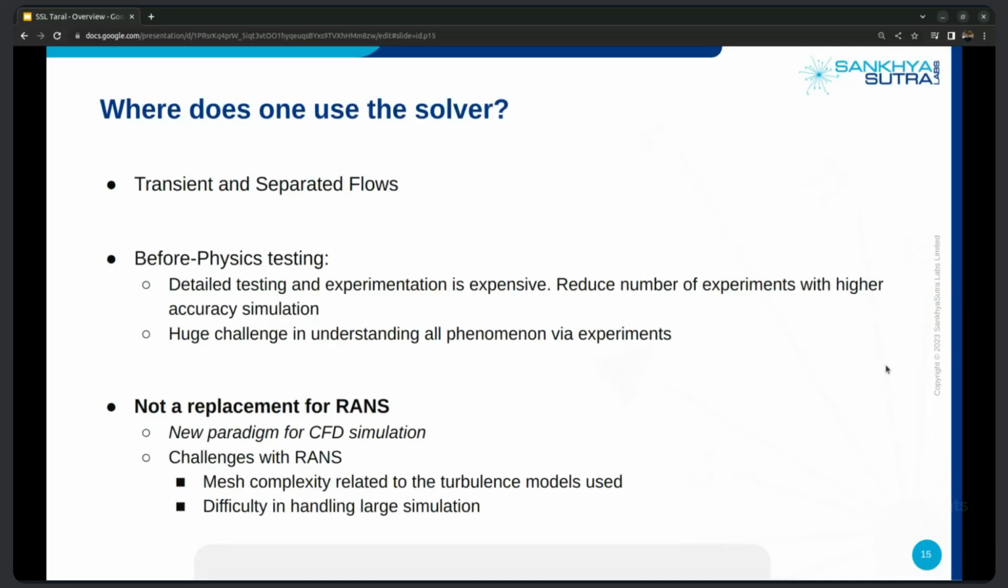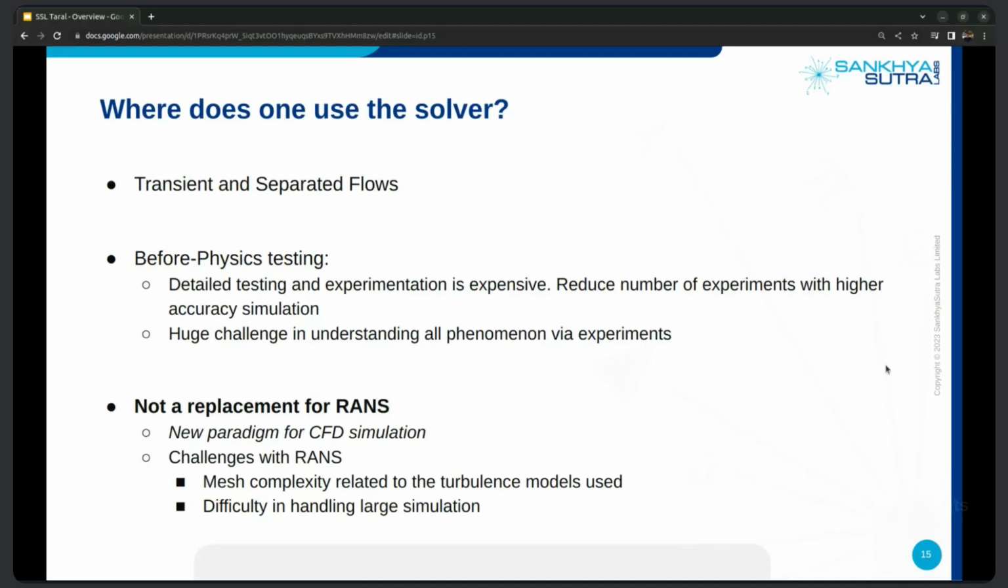Now, where exactly do you use this solver? Like I showed you all those examples earlier. Most of them were related to transient and separated flows. So this is an area where a lot of conventional methods struggle because you're either not able to capture transients very well, or you're not able to model the transition of the boundary layer from a laminar to a turbulent regime very well, or you're in general not able to predict the point of separation when it comes to adverse gradients or something such. But our solver handles all these problems very well, as you've already seen.